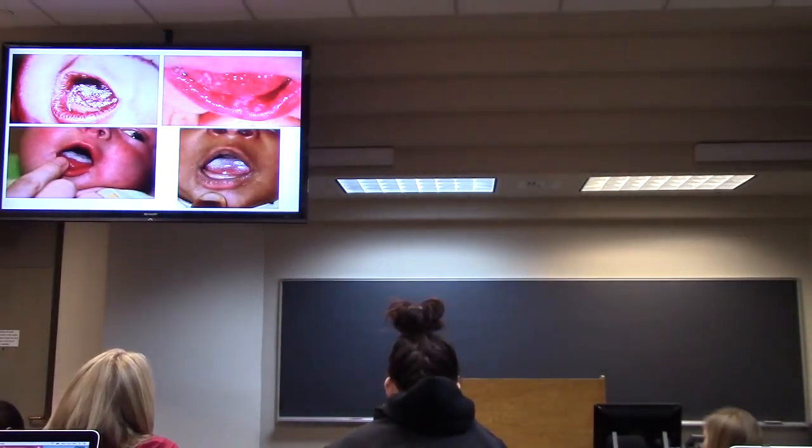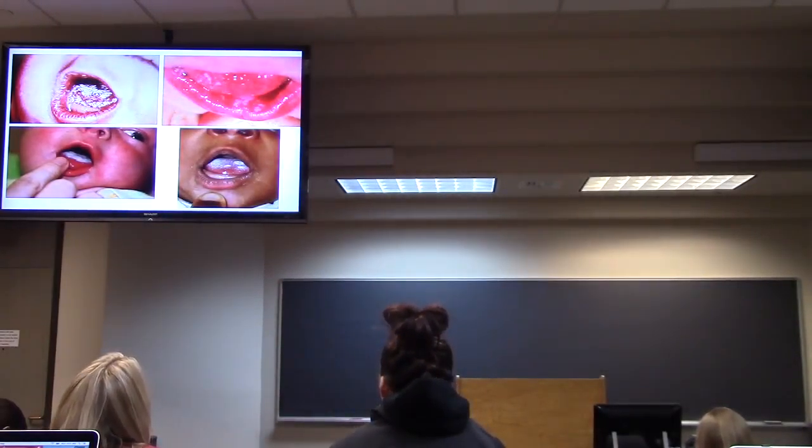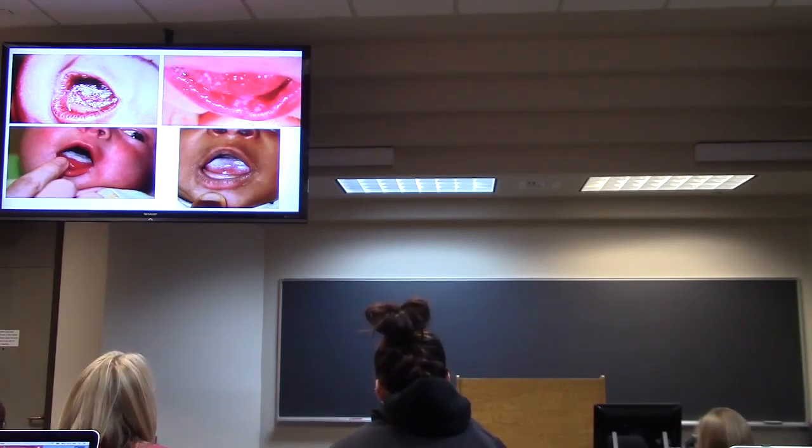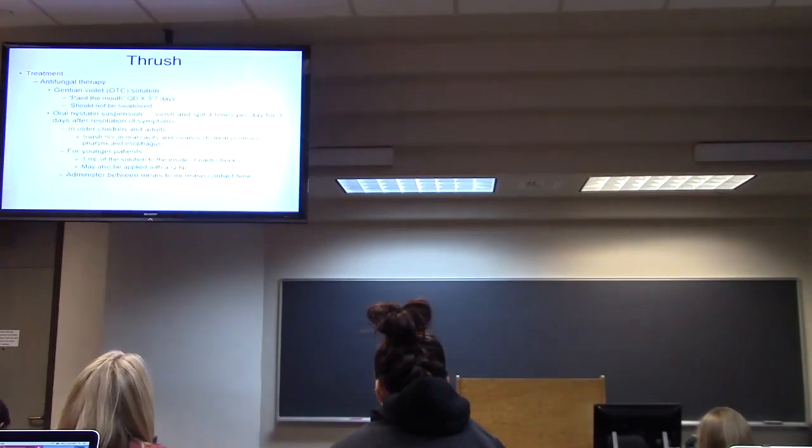So that's thrush, a severe form on the top left. The top right is typically how you're going to see it, kind of just that white patch look there. The bottom left one is milk coating. That looks like milk coating to me. And like I said, you should be able to scrape that off. The bottom right looks like thrush too.